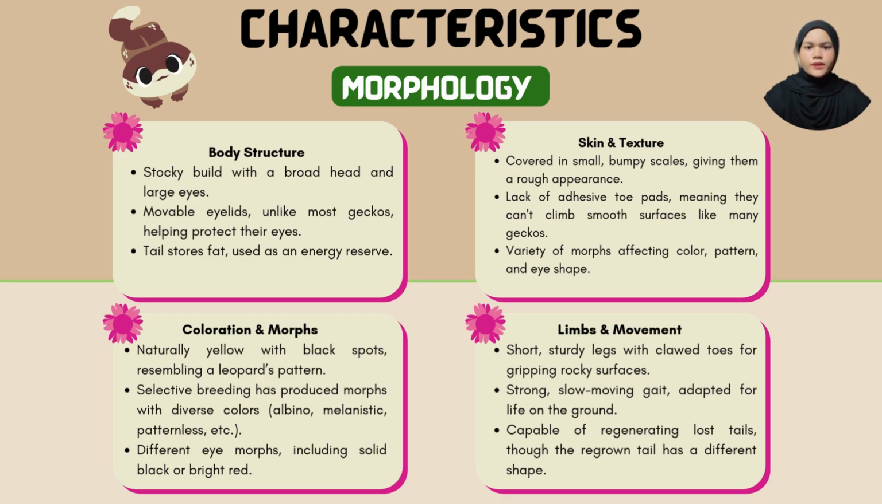Coloration and morph. They are naturally yellow with black spots, resembling a leopard's pattern. Selective breeding has produced morphs with diverse colors, albino, melanistic, patternless, and others. They have different eye morphs, including solid black or bright red.